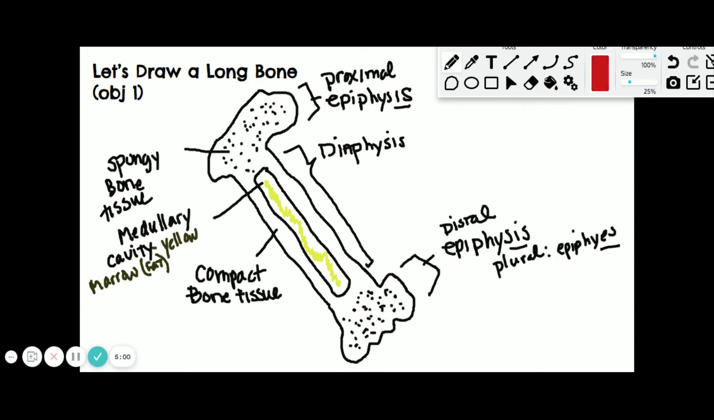And our red marrow is involved in hematopoiesis, or red cell production. And that red marrow is primarily located in spongy bone. And so in long bones, that would mean at the epiphyses. So that spongy bone tissue, remember we said it's porous and it's full of holes, and so it's really good for storing red marrow. And that is involved in hematopoiesis.